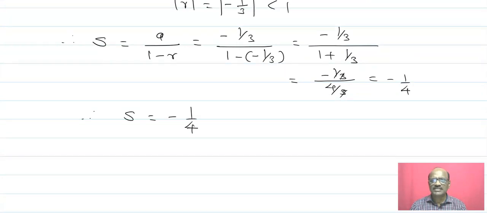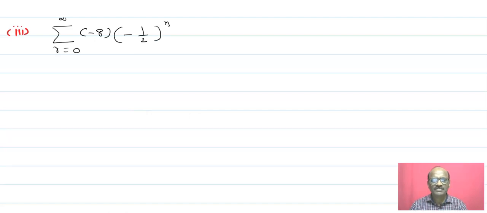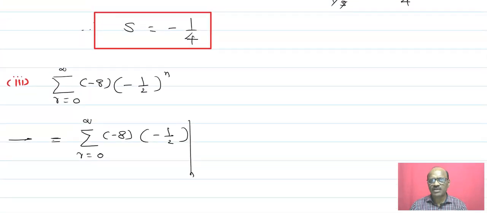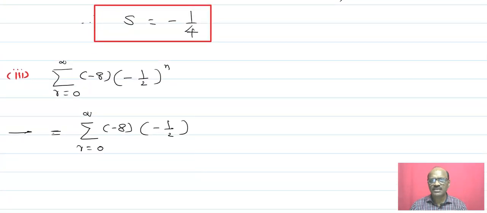This is s. Now next, this is the third one. The answer given in the textbook is different from my answer. If you agree, then you may agree here. If you do not agree, then you do not agree with this answer. But I have shown very accurately summation r equals 0 to infinity of minus 8 into minus 1 upon 2 bracket raised to n.